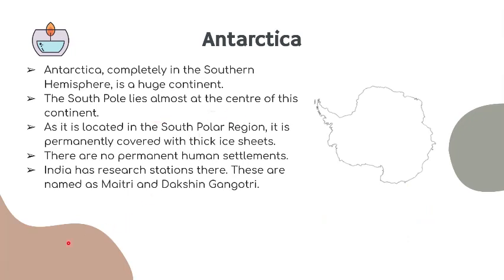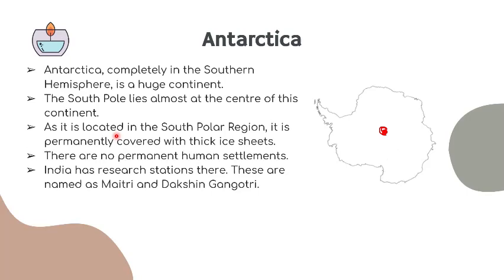Antarctica. Yes, Antarctica is completely in the southern hemisphere and it is a huge continent. So there are 2 continents which lie completely in the southern hemisphere, which are Australia and Antarctica. The South Pole lies almost at the center of this continent. That is the South Pole, almost. That is not actually the South Pole, I am just estimating it. So there is a South Pole in Antarctica.